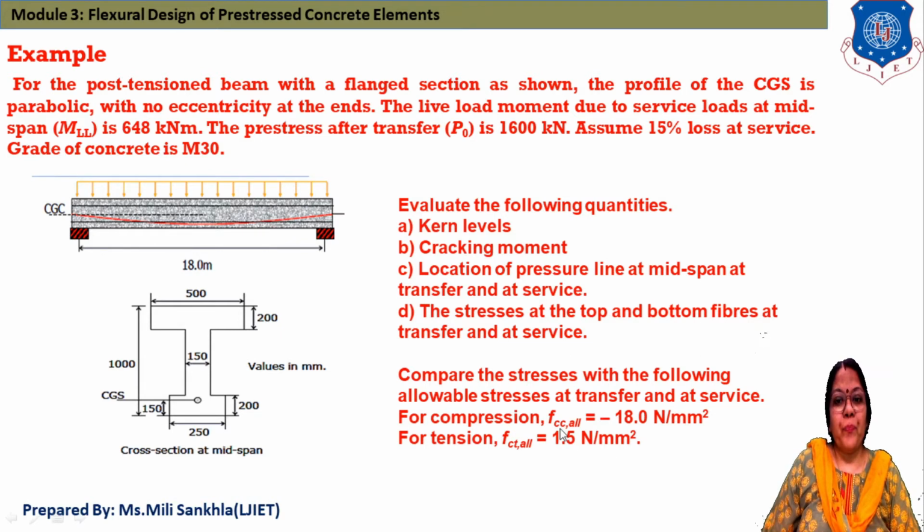Now here the values are given. fcc,all, that means allowable compressive stress, is equal to minus 18 Newton per mm square, and second is fct,all, that means allowable tensile stress in compression zone, that is 1.5 Newton per mm square. Here a simply supported beam is given and it is subjected to UDL load. This section is our I section. I section top flange is 500 by 200 and the middle web is 150 width and depth is equal to 600 mm, and bottom flange is equal to 250 by 200.